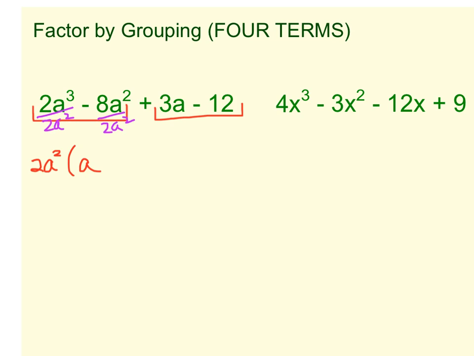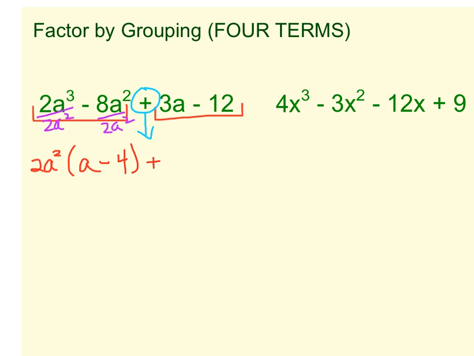Minus, now we would divide, 8 divided by 2 gave us 4, and then a squared over a squared is equal to 1. So that's what we have. 2a squared, parentheses, a minus 4. So we're not quite done with the problem yet. Do you guys see this plus sign in the middle? That's going to come down in the middle of our 2 GCF factoring that we're doing.